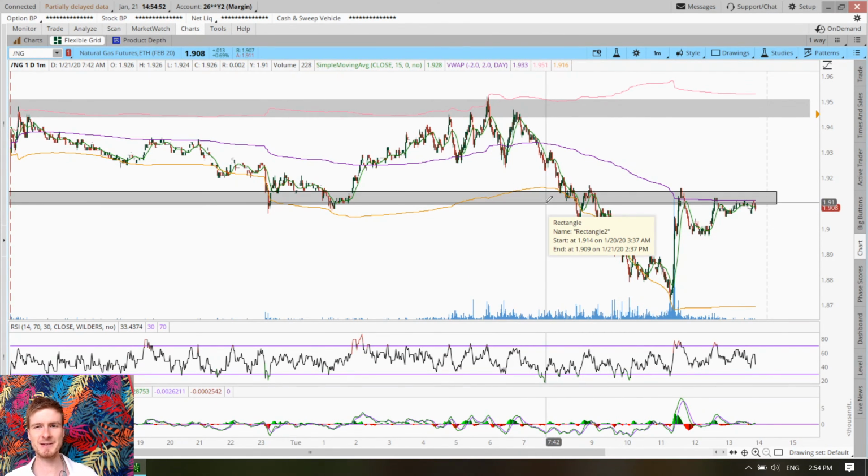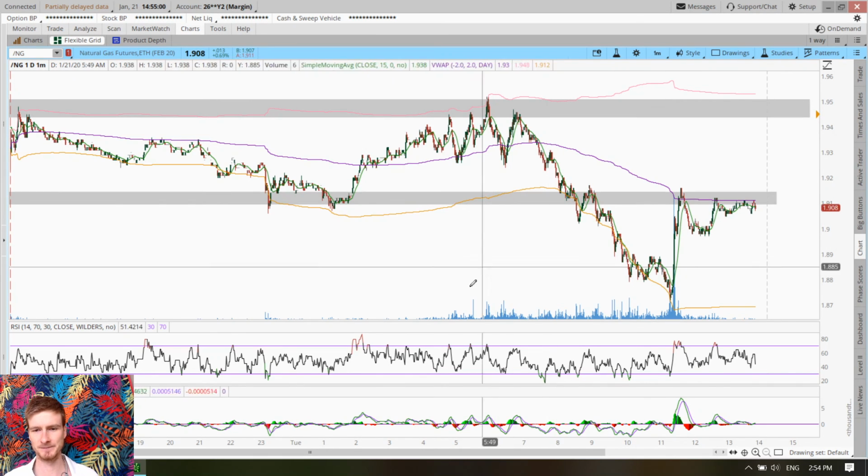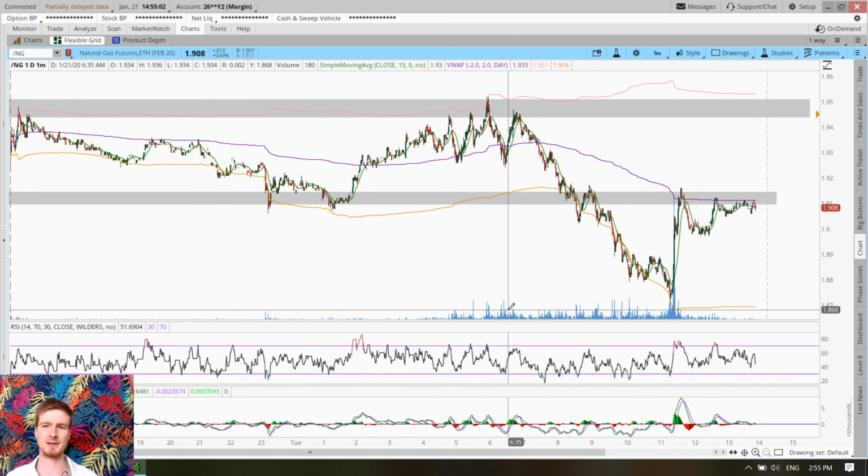Is that making sense to you guys? Like the zones, the supply and demand. I think it helps to draw these boxes out. I'm going to do a breakdown of natural gas today because I got my 1% daily goal out of it, and I think you can too if you really understand the behavior of it. So we're going to get into that in the next video.